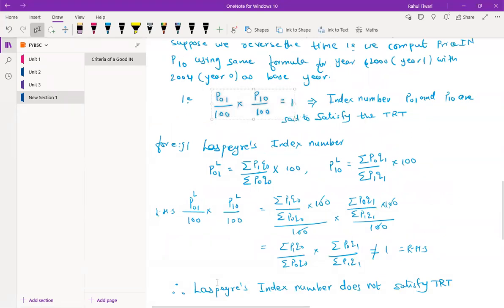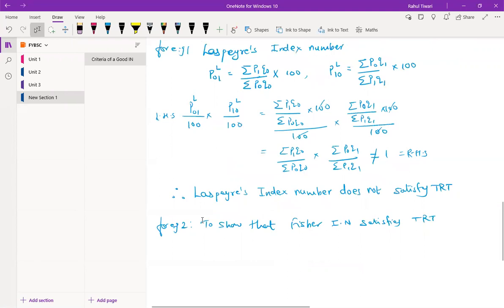Otherwise, I may ask whether it is satisfied or not. See, you can understand the difference between those statements. If I'm saying to show whether it satisfies or not, what does that mean? It can be either satisfy or not. But if I say to show that Fisher satisfies TRT, means surely this particular index number will satisfy the property of TRT.